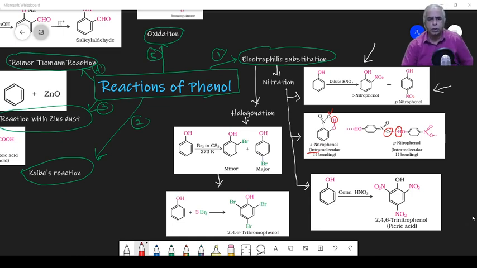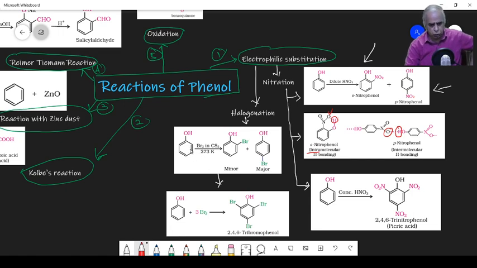Let us proceed with the next one, that is halogenation. That is also an electrophilic substitution. It's the best example for electrophilic substitution reaction. So nitration we have completed, then halogenation. This occurs in presence of bromine, that is bromine in presence of carbon disulfide. Okay, so it happens. And normally in case of benzene we used to take Lewis acids.